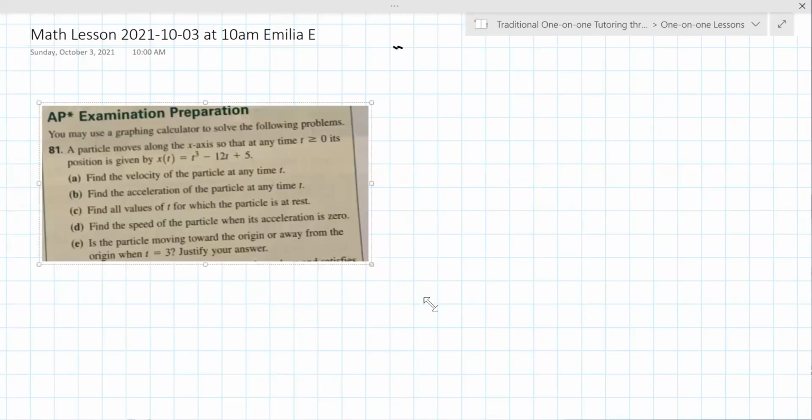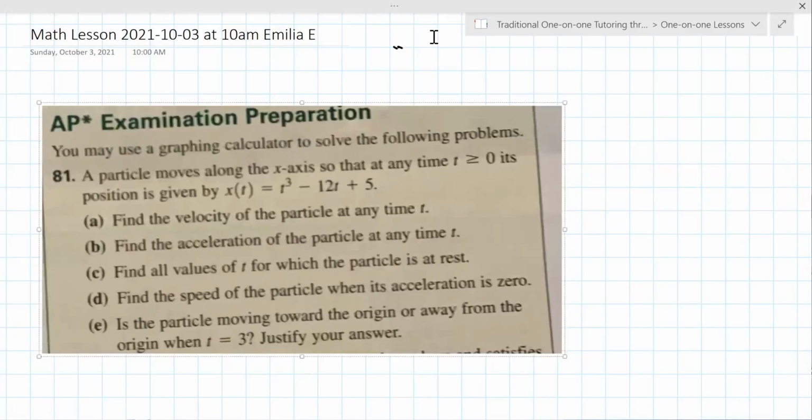Okay. All right. So the question says a particle moves along the x-axis so that at any time t greater than 0, its position is given by x of t equals t cubed minus 12t plus 5. This may look a little bit odd. X is a function of t. T is time. You'd see this in physics all the time if you take those classes in the future.